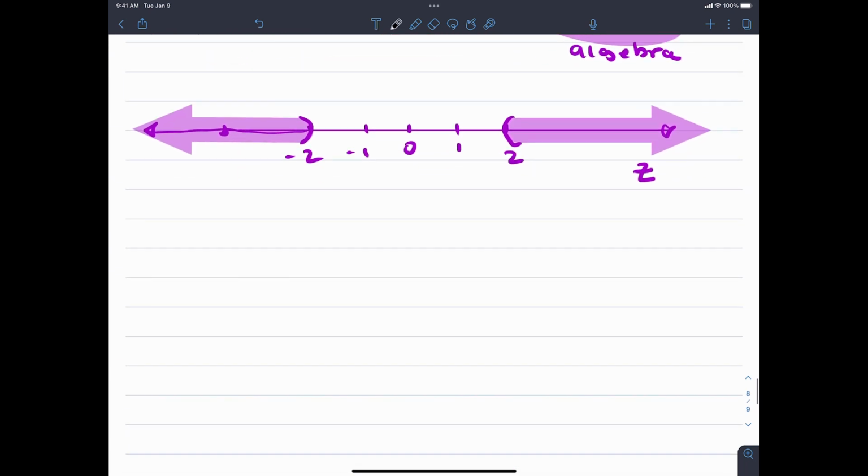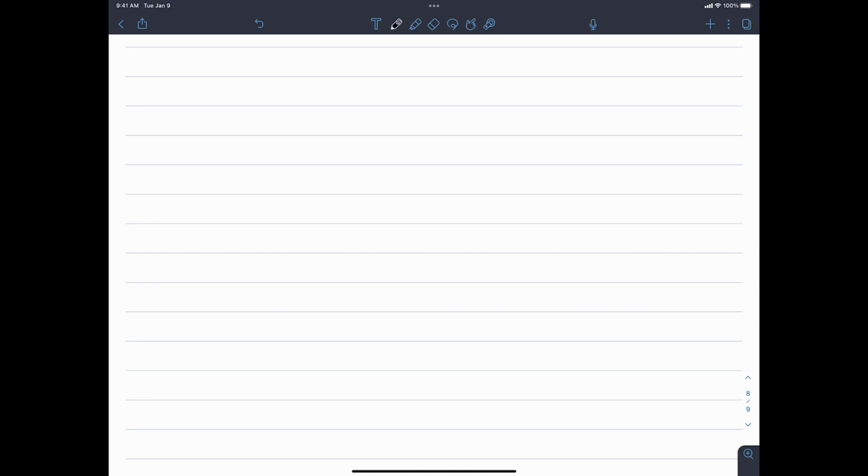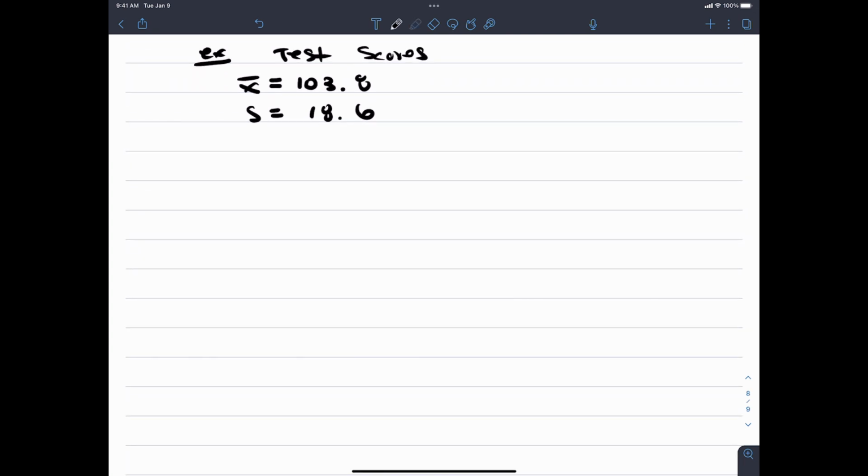Well, how about this? Let's give you guys another example. Test scores. Let's say the mean is 103.8 and the standard deviation is maybe 18.6. Okay? So remember, here's your mean. Here's the standard deviation.